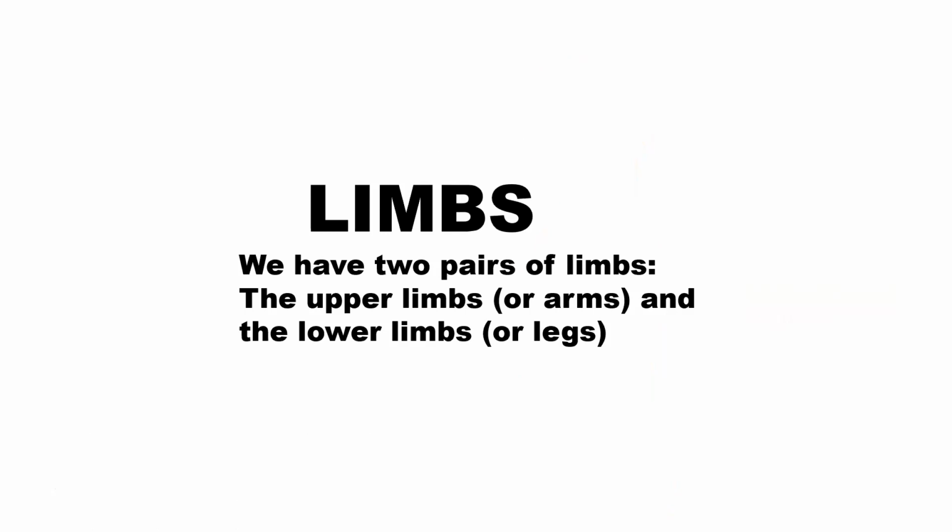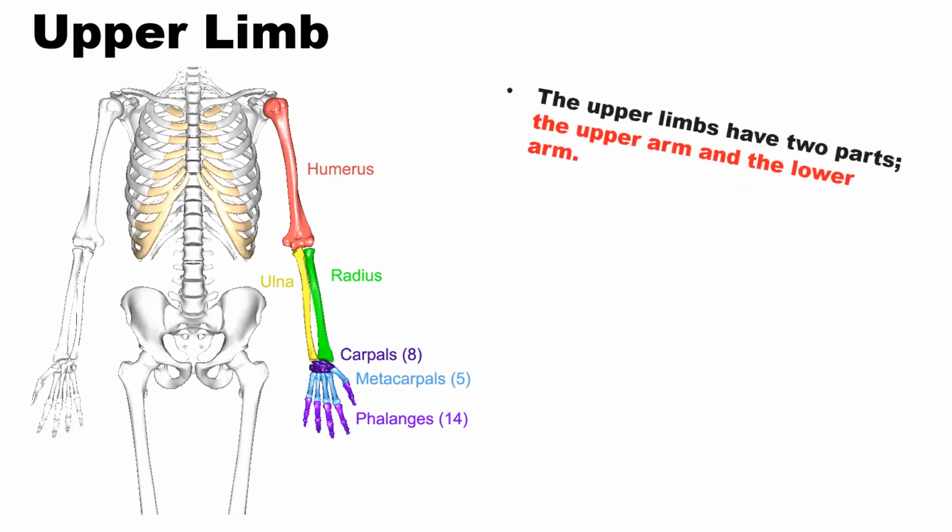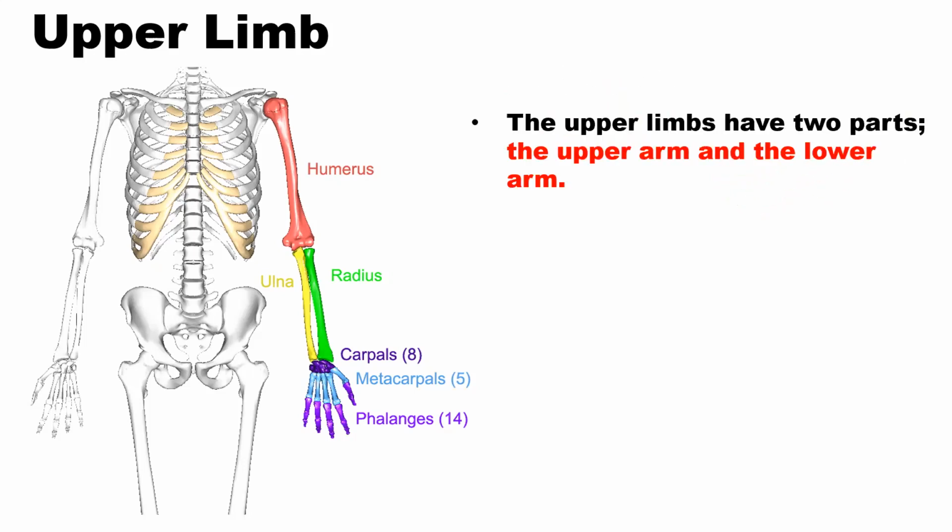Next part of our body is the limbs. We have two pairs of limbs, the upper limbs or the arms and the lower limbs or the legs. All of us have the upper limbs and the lower limbs. So, what is the structure of the upper limb? The upper limbs have two parts, the upper arm and the lower arm.